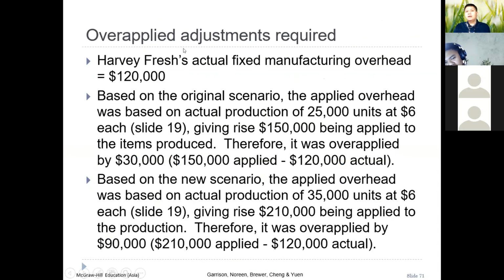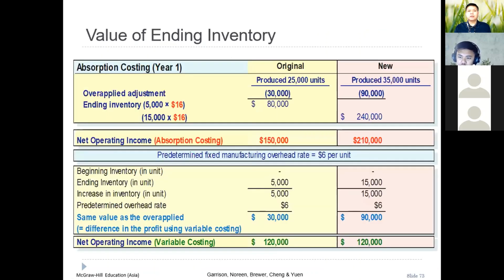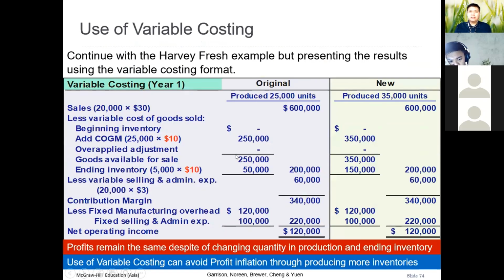Overhead, over-applied adjustments required. Of course, we know that already. Kapag over or under, alam natin yung plus or minus, cost of goods sold o sa tatlong accounts: work in process, finished goods, and cost of goods sold. Ayan. Ito rin yung sa value ng ending inventory. You guys know already the difference in ending inventory. What's the difference between the two? It's the ending inventory portion referring to what? The fixed manufacturing overhead.